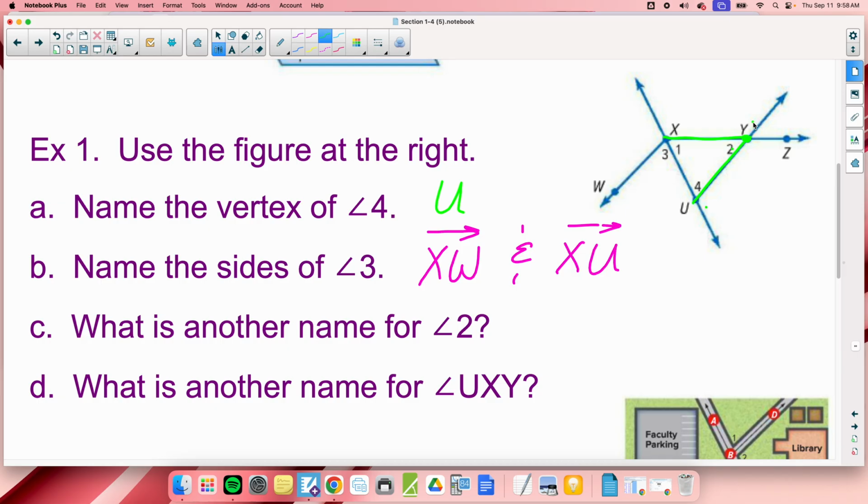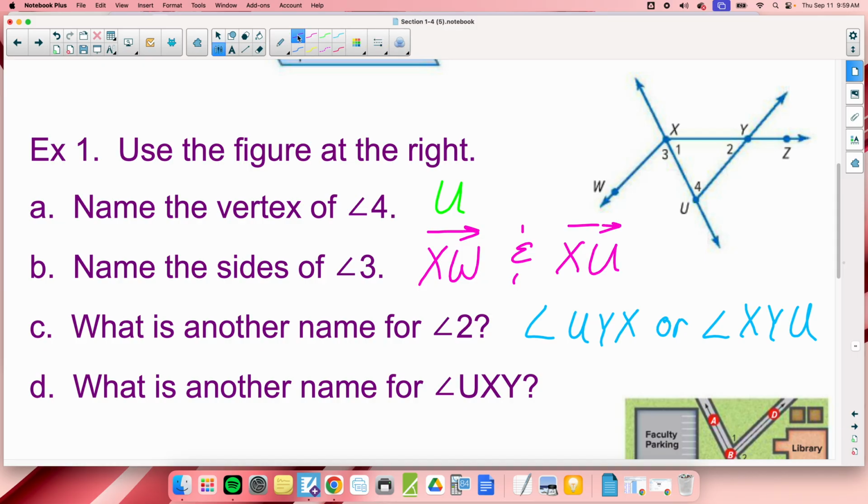Does anyone see a way I could answer that? Yes. U, say that one more time. UYX, or XYU. Y has to be in the middle. Okay? So UYX or XYU. Okay? Then it says, what is another name for angle UXY?